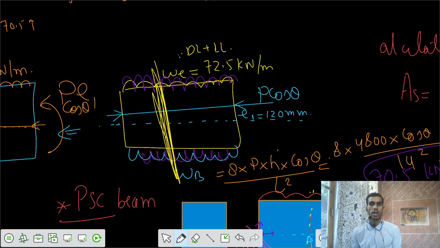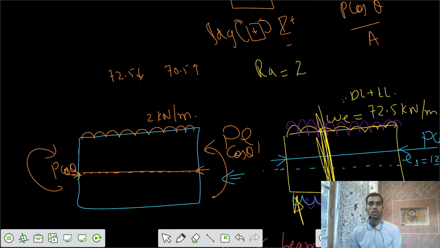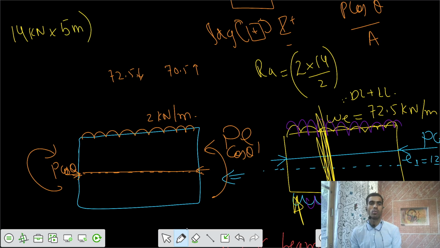For that, I have to find the reaction at A. What is the reaction at this location? Reaction A: the net UDL was 2 kilonewton per meter for the length of 14, but I need half of that. That's your reaction A, that is 14 kilonewton. So your reaction is 14 kilonewton, multiplied by that 5 meter. That is your moment because of the reaction, and subtract that UDL effect. It had to be subtracted.